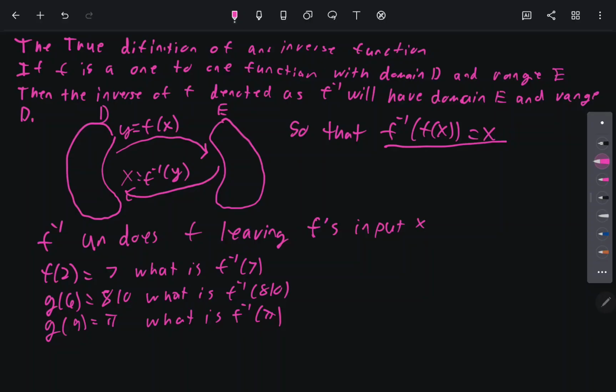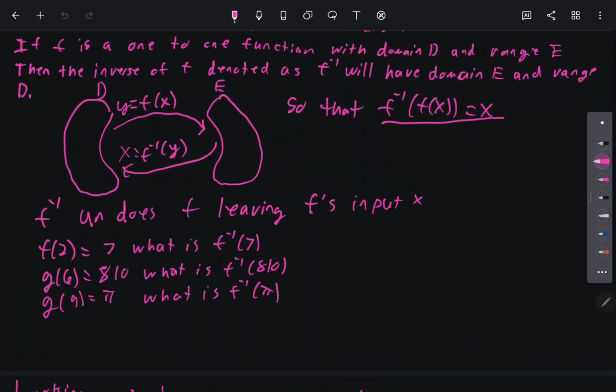Continuing on, I've got some problems here. If we know what an inverse is, what would f inverse be? I'll give you a moment, maybe think about these in your head. Now that you've had a moment, what would f inverse of 7 be if f of 2 is 7? Well, 7 is the y value, so it corresponds to the x value, 2.